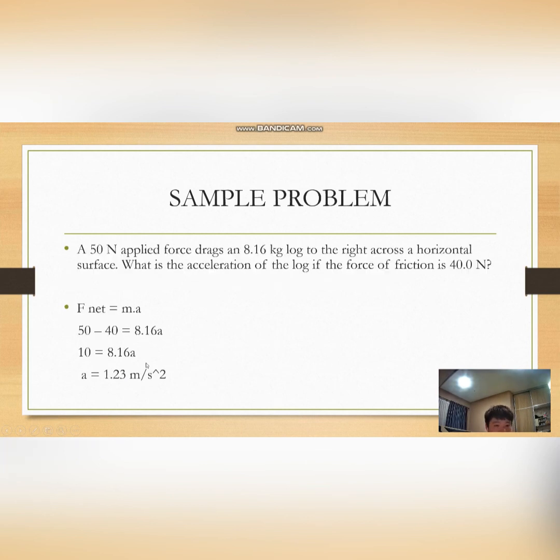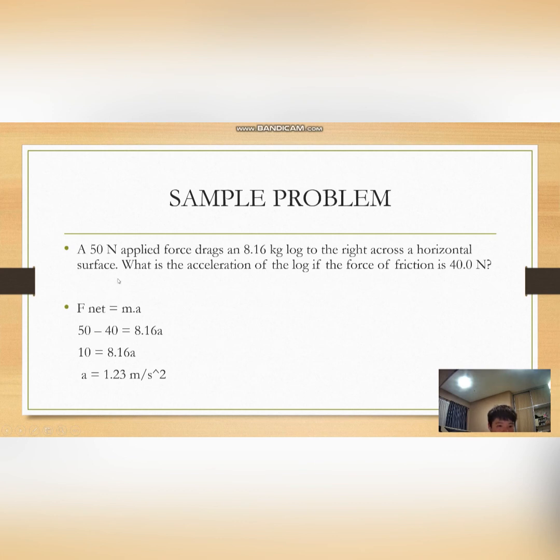A 50 Newton upward force drags an 8.16 kg log to the right across a horizontal surface. What is the acceleration of the log if the force of friction is 40 Newton? First, we write the formula: F net equals mass times acceleration.